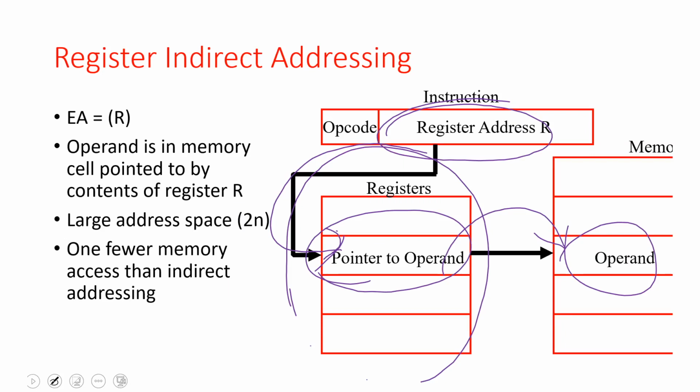One of the other advantages we have here is that in indirect memory addressing, both of the accesses were in memory, so that can be much slower, whereas here one of the accesses is in the register and the second access is in the memory, so the register access can be much faster than the memory access.